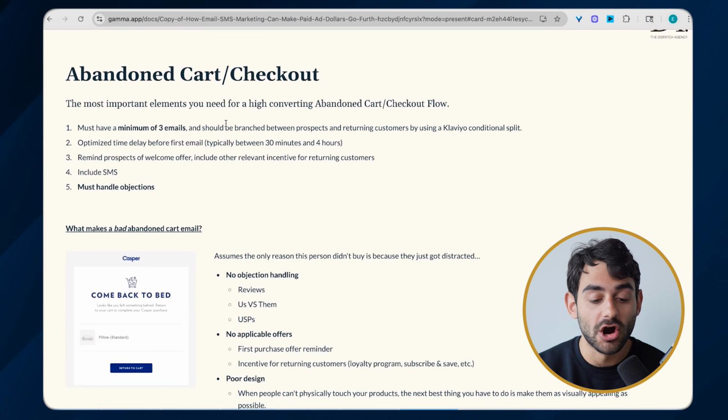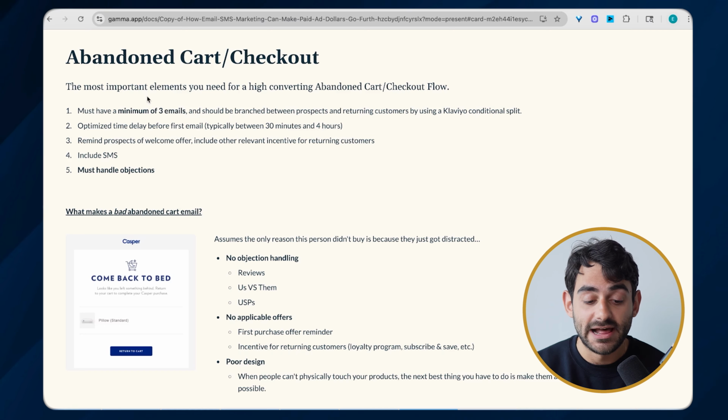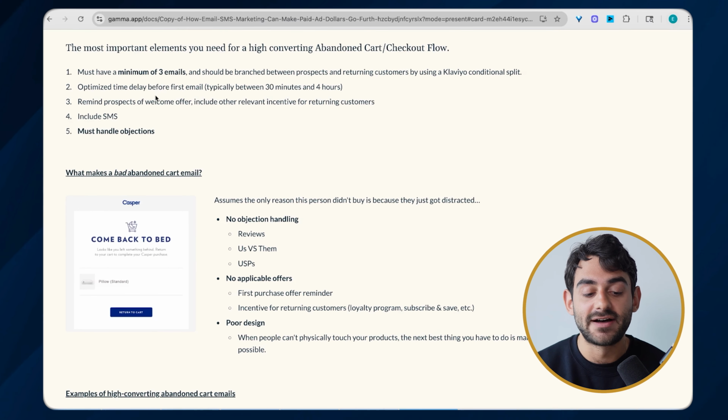All right, next up, your abandoned cart and your abandoned checkout flow. The most important elements you need are the following. You need to have at least three emails, and ideally your flow is going to be branched between prospects and existing customers, because fundamentally your prospects have different objections that you want to handle compared to existing customers who have already bought before and trust the brand.